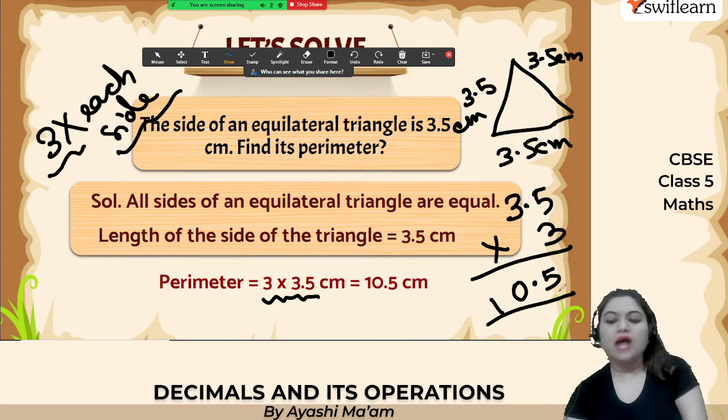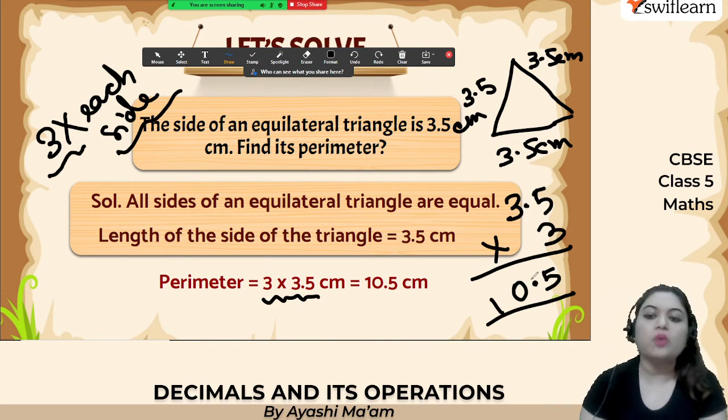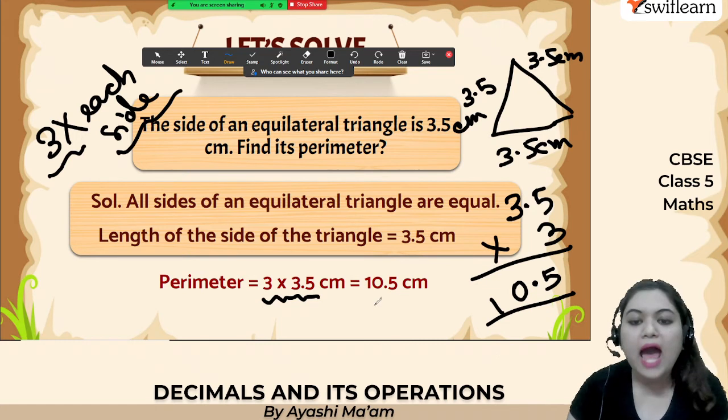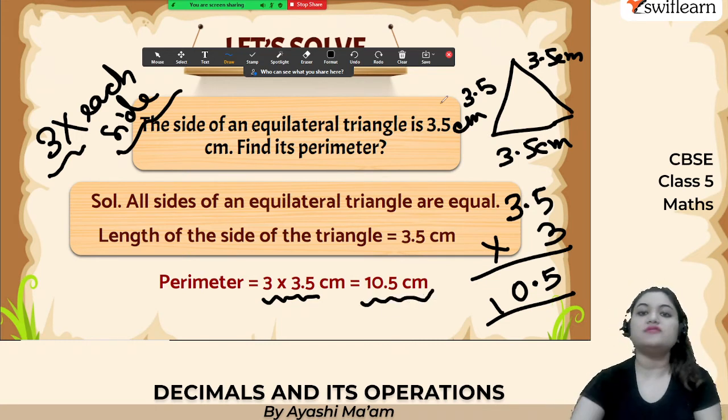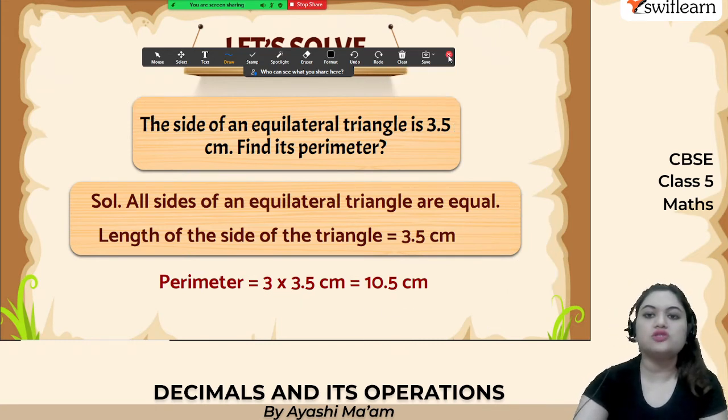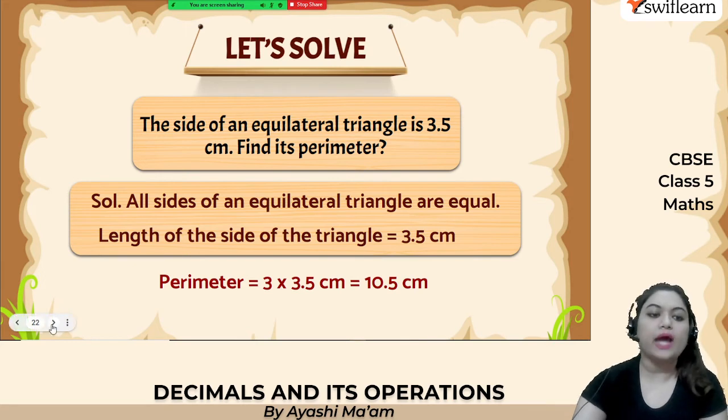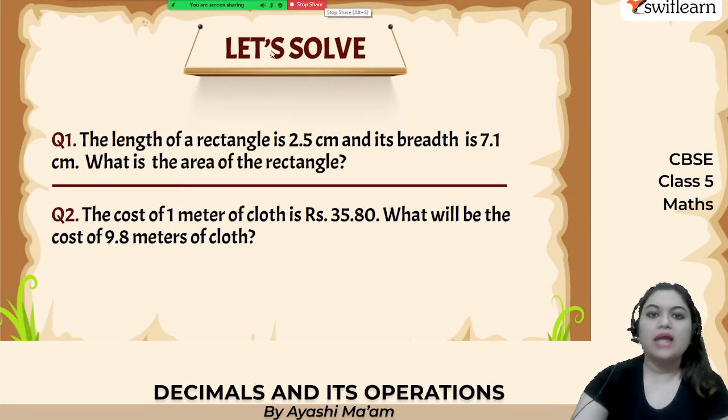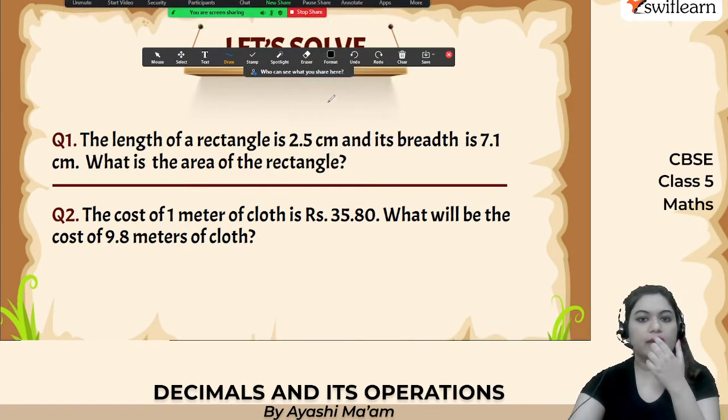That's why, starting from the right hand side, just after one digit we will put the decimal point, and our answer will be 10.5 centimeter, right? So the unit is also very important. Don't forget to write the unit. Okay, now we have some more problems, so let's just do it.